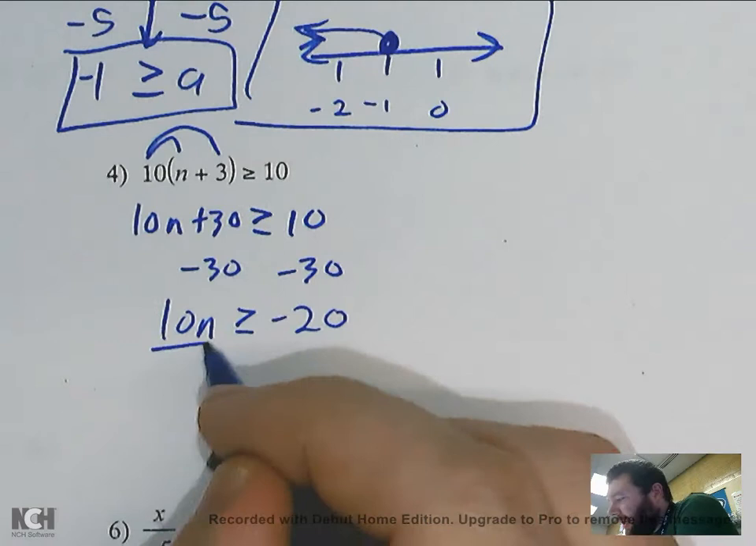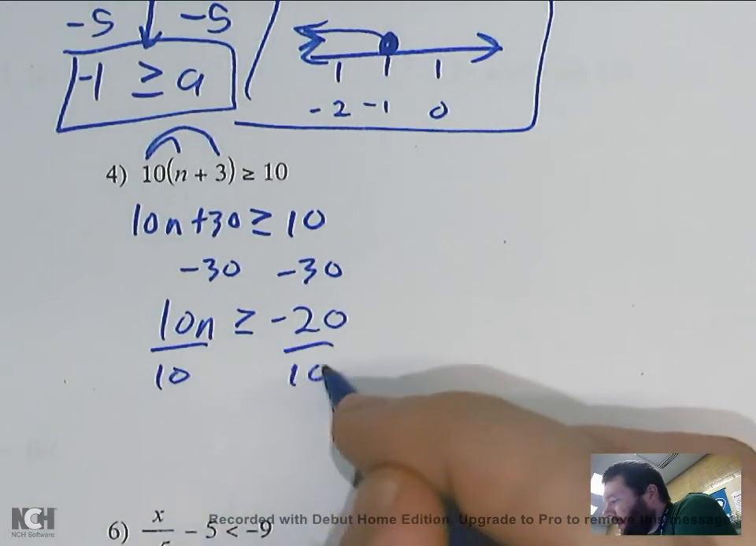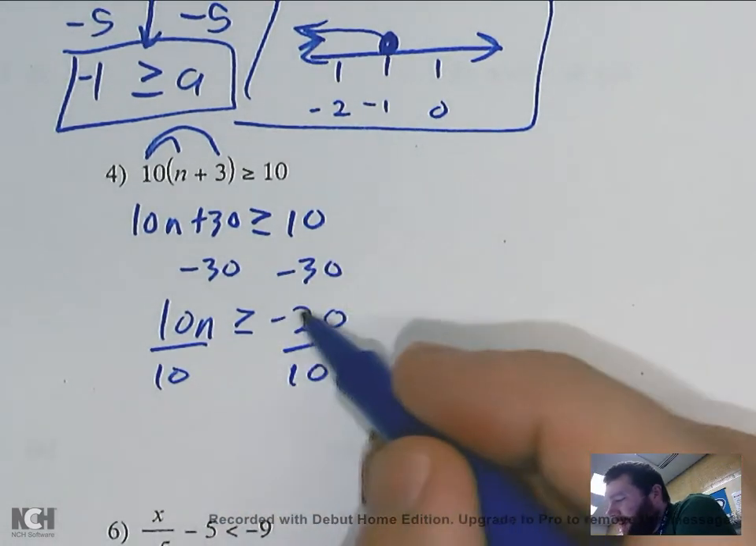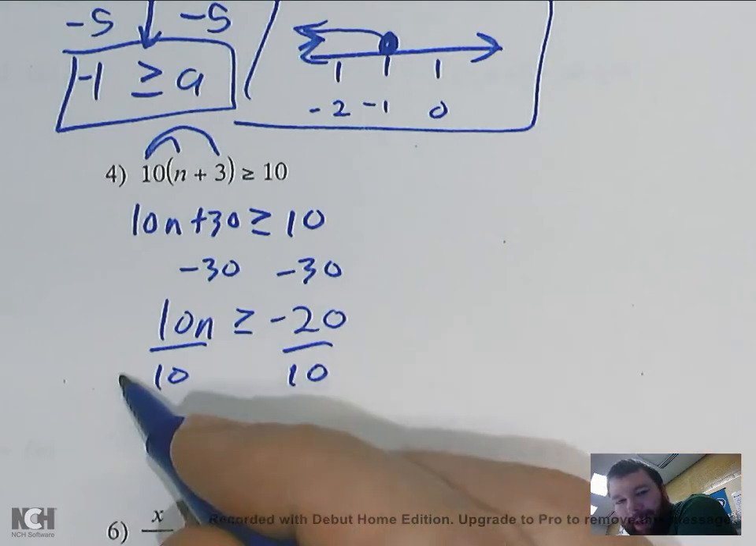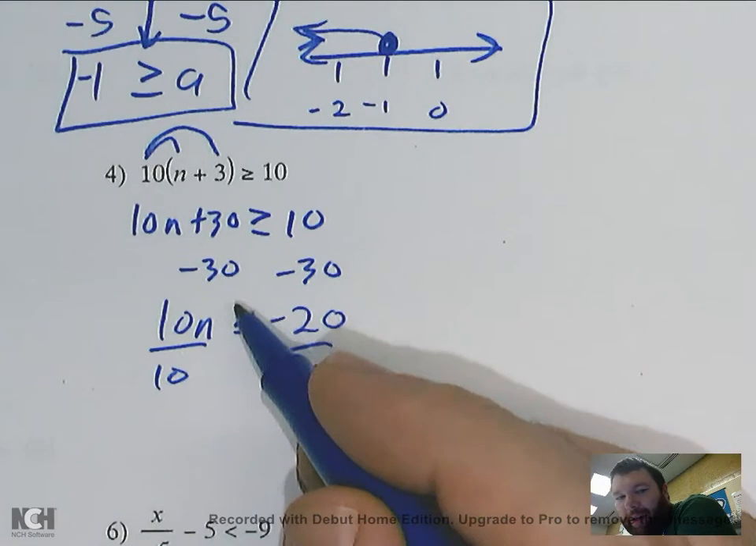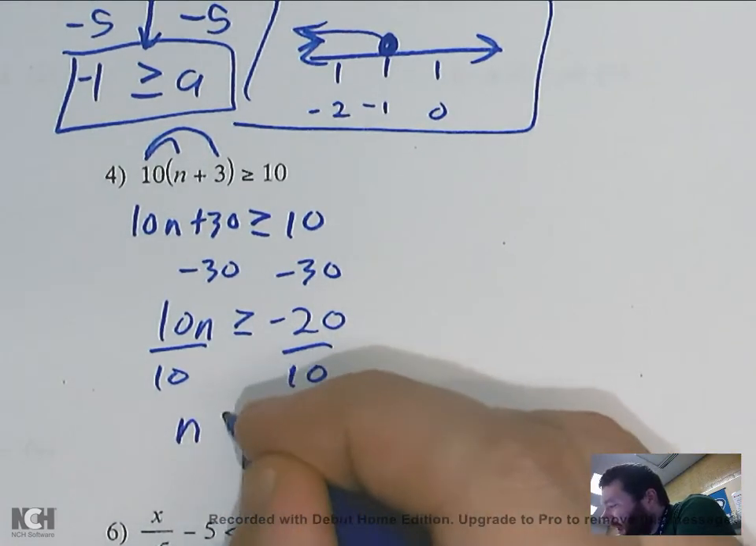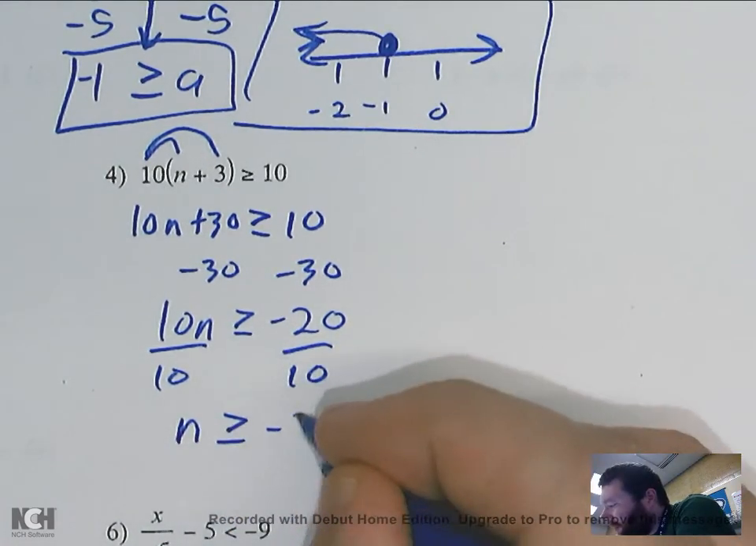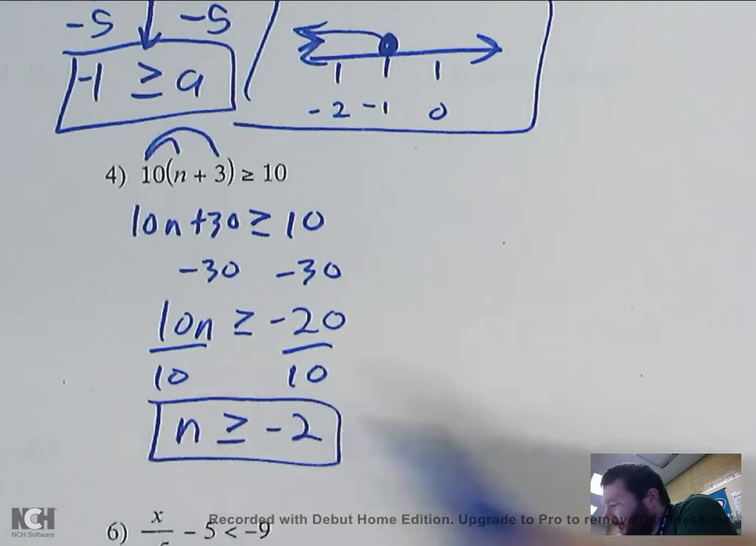And then you divide by 10 because it's multiplying. So you're going to divide to move it. Now, this is a negative number, but the number dividing to each side is positive. This is the number that matters. So the inequality sign is going to stay the same. So n is greater than or equal to negative 2. So there is one answer.